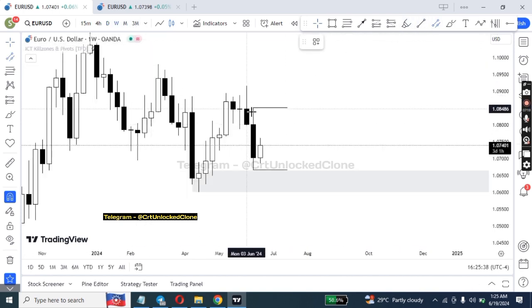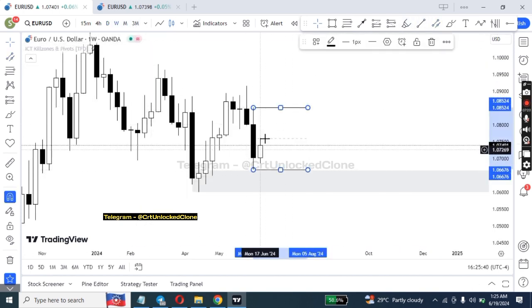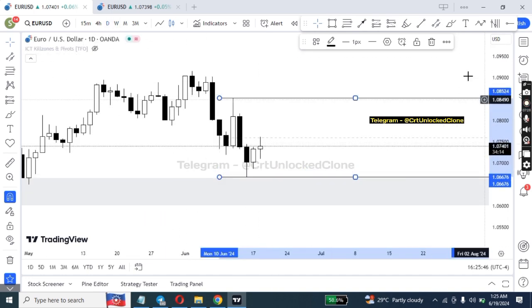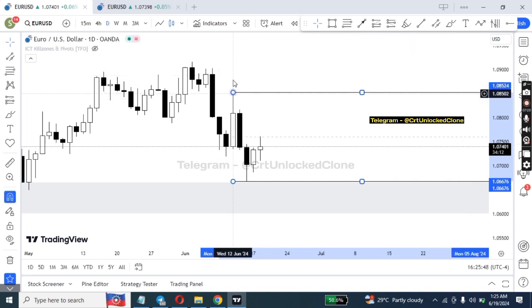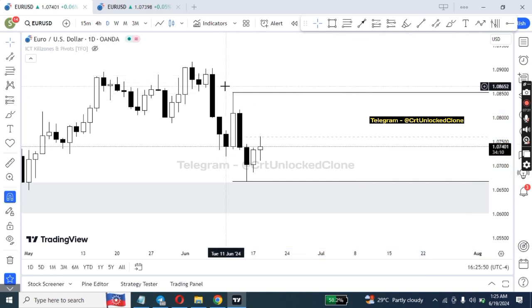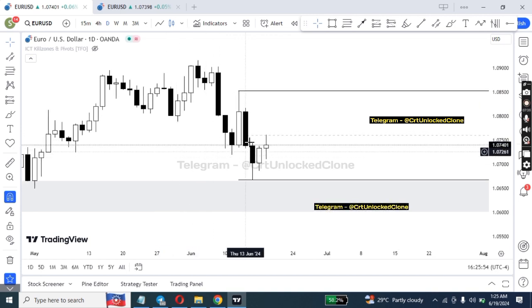Now I'm going to do this right here, so you can see the 50% of this range right here, and on the lower time frames, right? Now on the lower time frame, this is that big bulky candle which can potentially be treated as a weekly CRT. Now this is the 50% of that range.